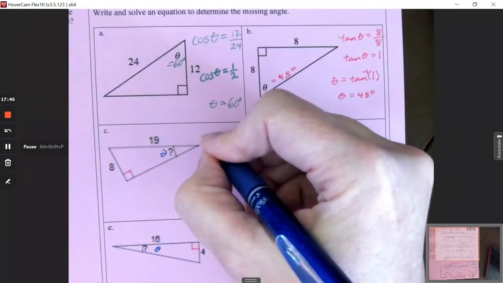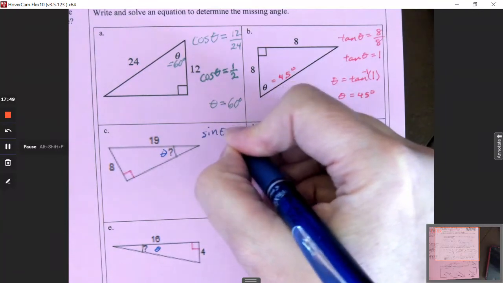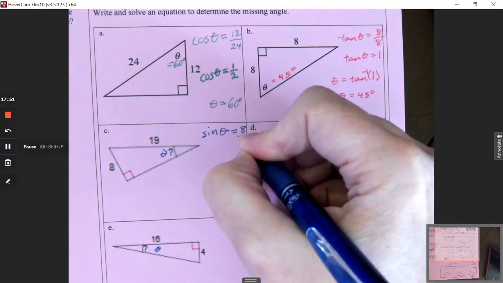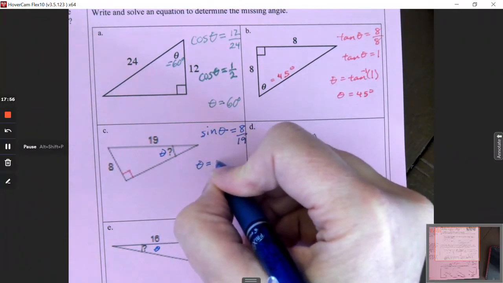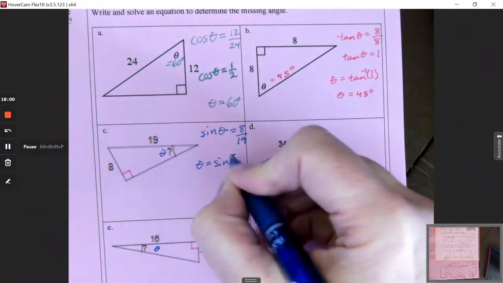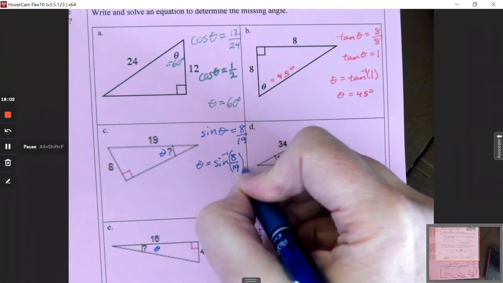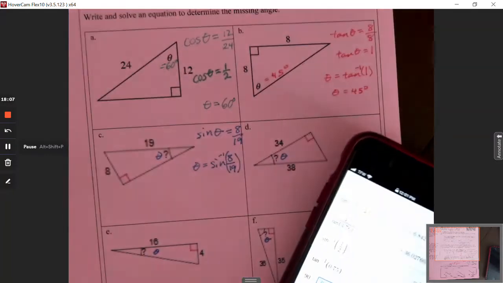Sine inverse of 8 over 19. And so theta equals 24.901. And again, I like 3 decimals. That's true forever. And if I say accurate to 3 decimals and you put a whole number and it was a whole number, you're all set. Perfect, perfect.